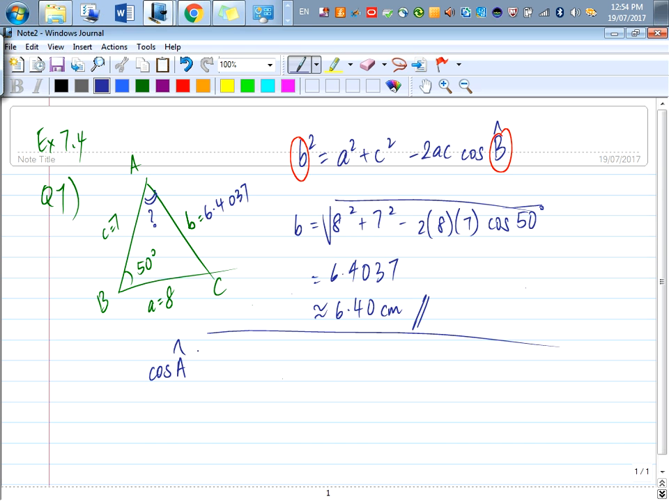In other words, this cosine A is cosine BAC equals to what? B square minus, plus or minus? Plus. Continue. C square minus A square over 2BC. Okay.